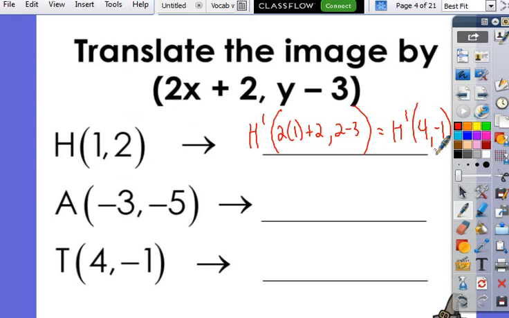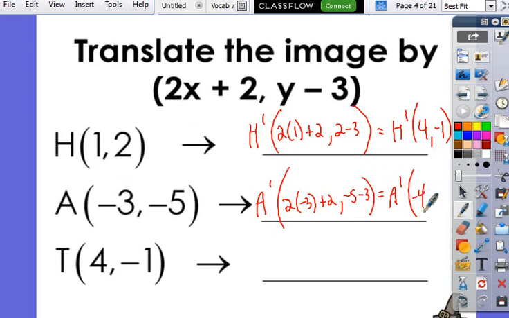Next two are yours. C. All right, if I'm looking at A prime right here, I'm going to say 2 times negative 3 plus 2, and then negative 5 minus 3. B. H prime will equal negative 4 and negative 8. All right, this becomes negative 6. Negative 6 plus 2 is negative 4. Negative 5 minus 3 is negative 8.